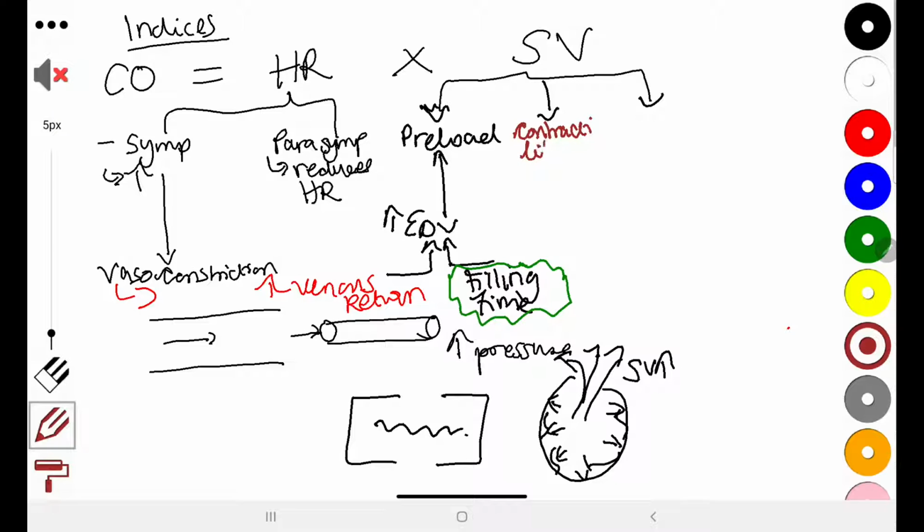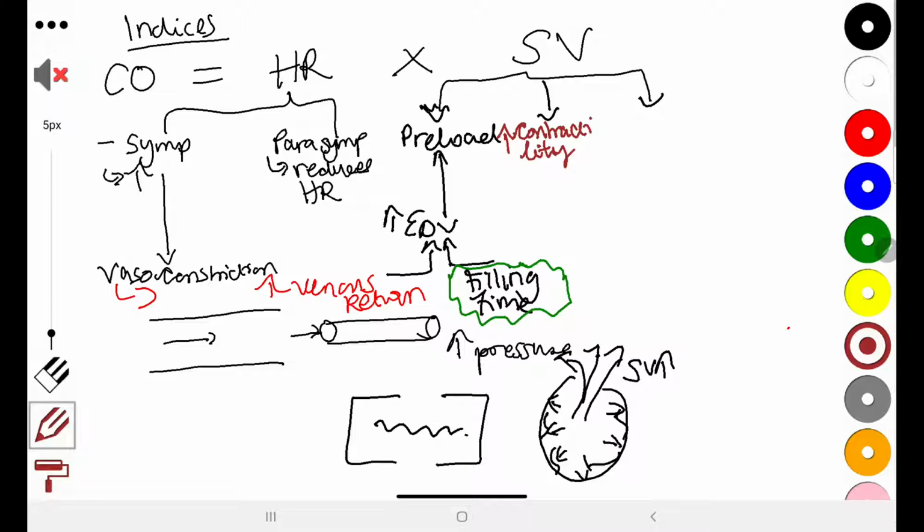Now in contractility, you're simply talking about how fast the heart is beating. So if it's beating faster, you will find that it will bring out more blood. Okay, so contractility is how fast the ventricle is contracting, and so you find that if it's higher, the stroke volume, of course, will be higher.